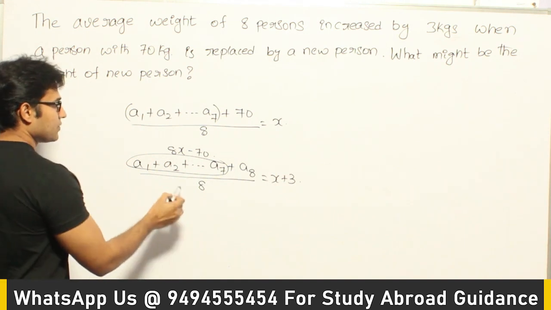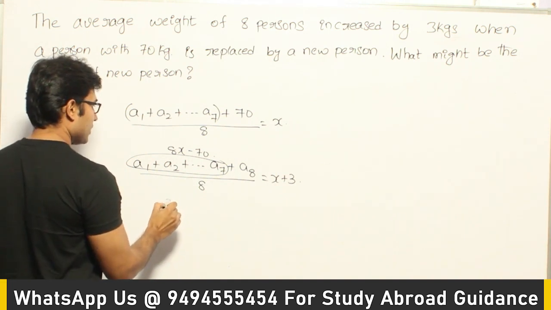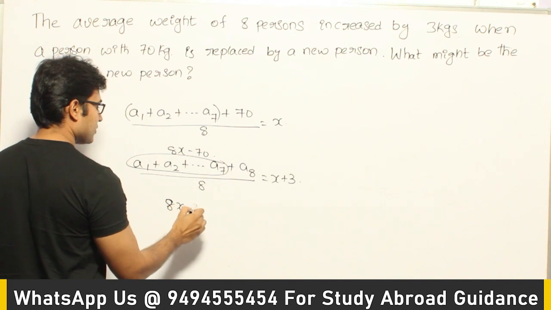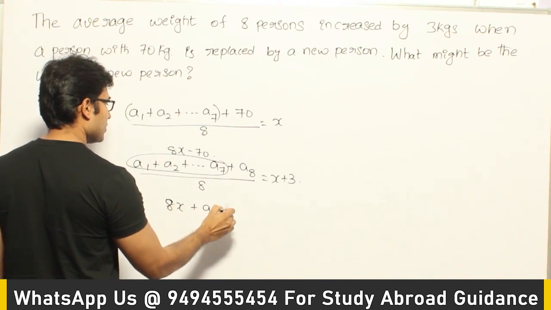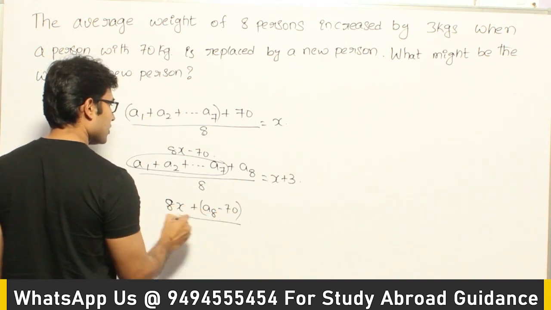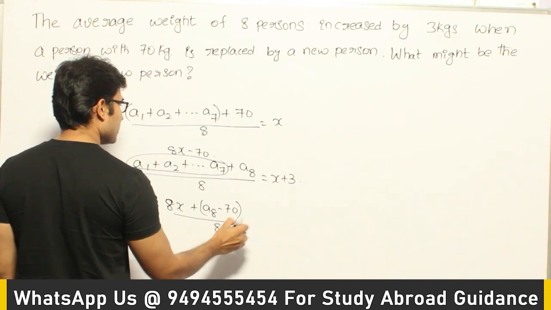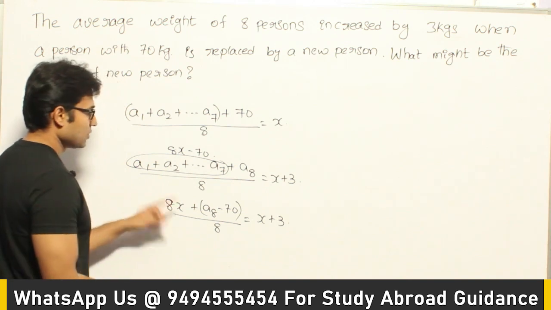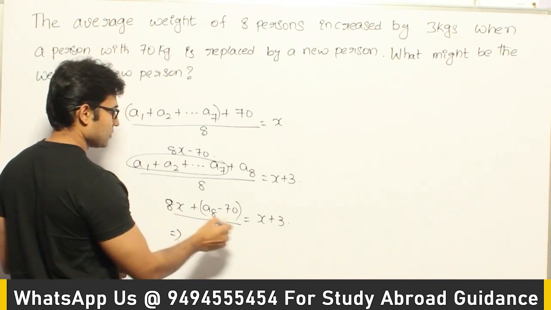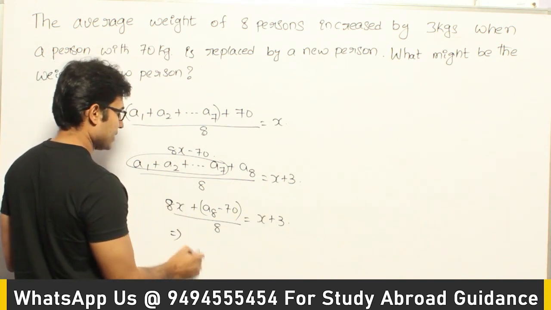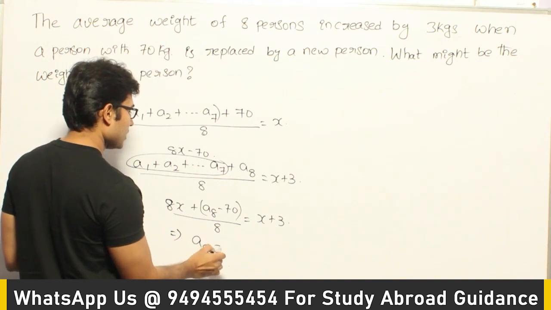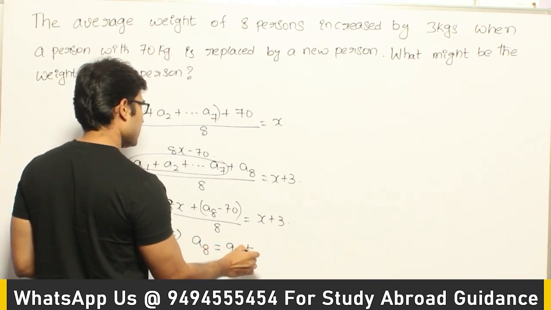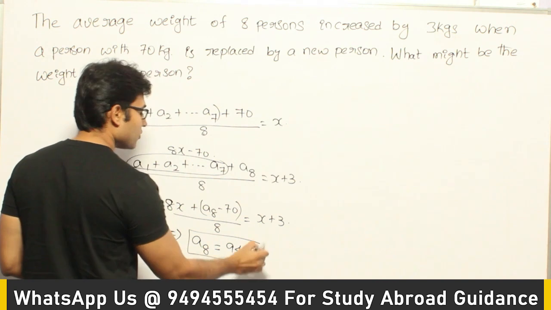Therefore, in this place you can replace this total sum with 8x minus 70, right? Now this one I can write as (8x minus 70 plus A8) divided by 8 equal to x plus 3, right? So how can I write this one? Now if you simplify it, the x terms will get cancelled. So from this you are going to get A8 equal to 94 kgs, right? So this is one way of finding it out.